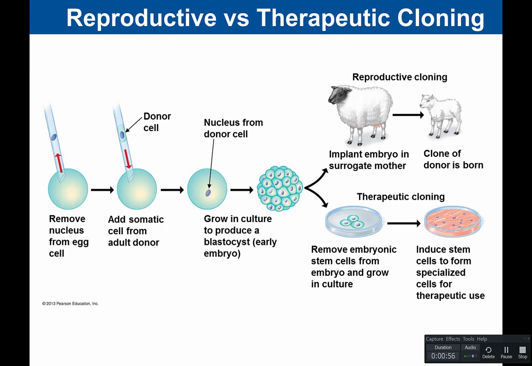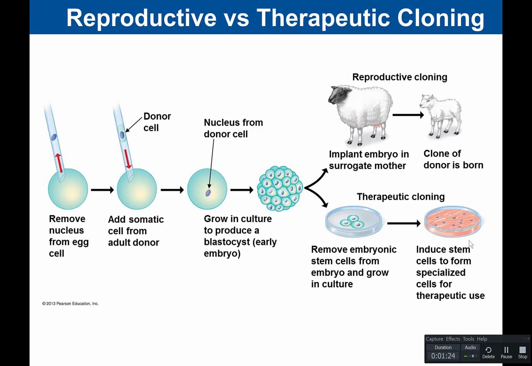You take an egg, you remove the nucleus, you add the somatic cell from the adult donor, you grow it in culture to produce a blastocyst, and then the cells in the blastocyst can give rise to embryonic stem cells. And then you can grow these embryonic stem cells and cause them to differentiate into a certain cell type and then transplant those cells for therapeutic use.